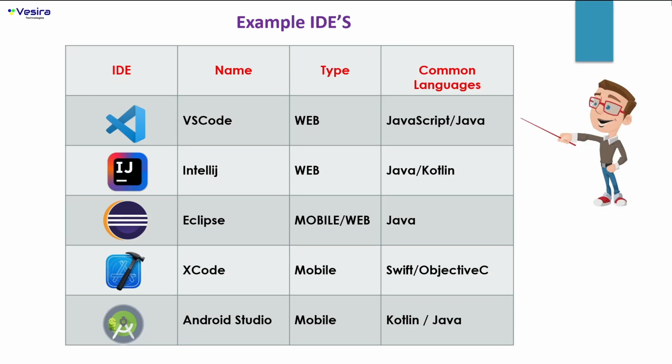Examples of IDEs. I have provided a few examples of IDEs here. VS Code, which we use for web technologies, and the most commonly used languages are JavaScript and Java. IntelliJ we use for web technologies, with Java and Kotlin. Eclipse we use for both mobile and web technologies, with Java. Xcode we use for mobile technologies, with Swift and Objective-C. Android Studio we use for mobile technology, with Kotlin and Java.